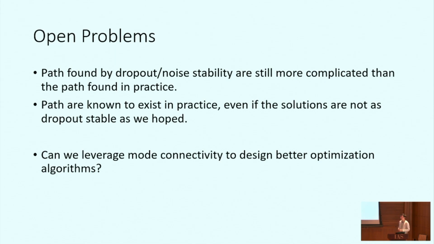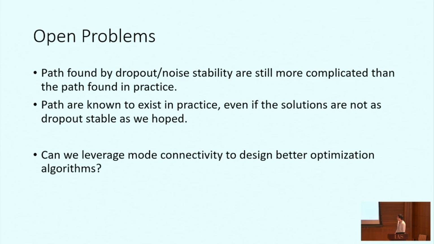There are still many open problems in this direction. First, the path we find according to the theorem consists of a number of segments that's linear in the number of layers. And that is still more complicated than the paths found in practice. In practice, you can fairly easily find paths that have only 2 line segments, or it's just a Bezier curve. So basically, the paths found in practice just have 1 additional set of parameters that you need to learn.